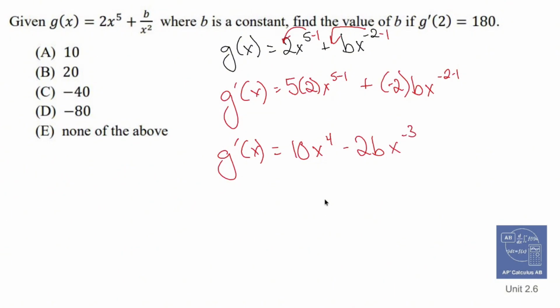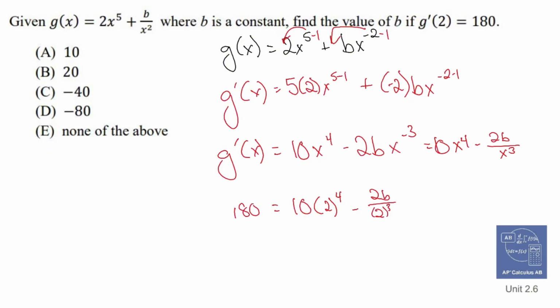Shakespeare joke. It's okay. Now what do I do? Well, I know that if I replace x with 2, I get 180. So g prime of 2 is 180, which means I replace each of these x's with 2. Maybe before I do that, why don't I quickly rewrite this so that it looks like that? And now I'll replace every x with 2. So I get 10 times 2 to the fourth, minus 2b over 2 to the third, I'm sorry, I accidentally jumped ahead and did it.